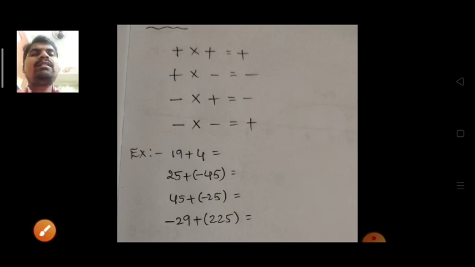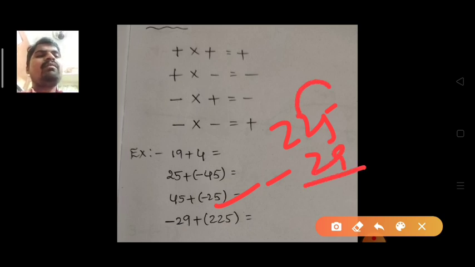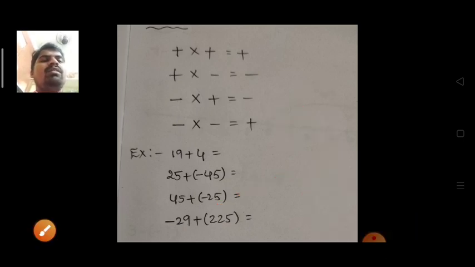And next you observe here 225 minus 29. One is positive, one is negative. So you have to calculate the subtraction. 15, so 6 and 11 here, 11 is there, so 9. 196 is the answer for this question. So this is the process to find all the values.